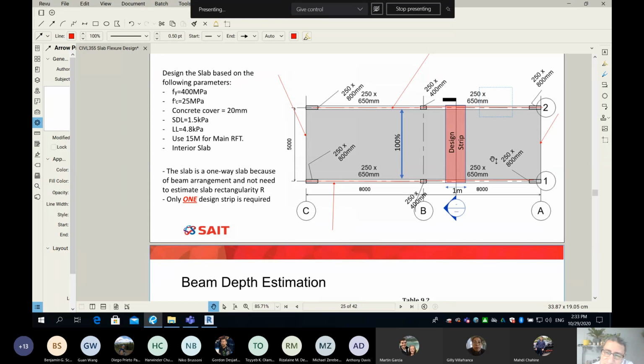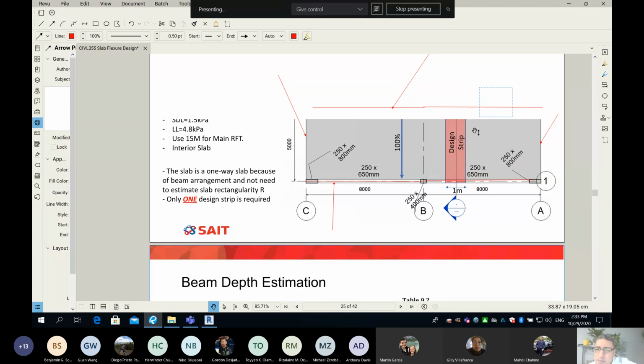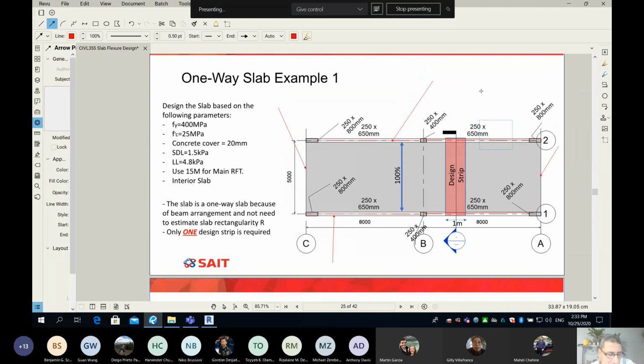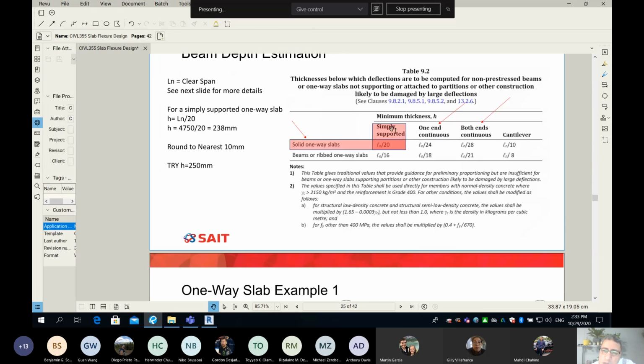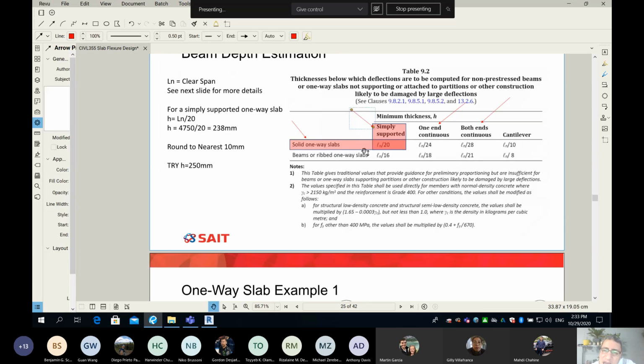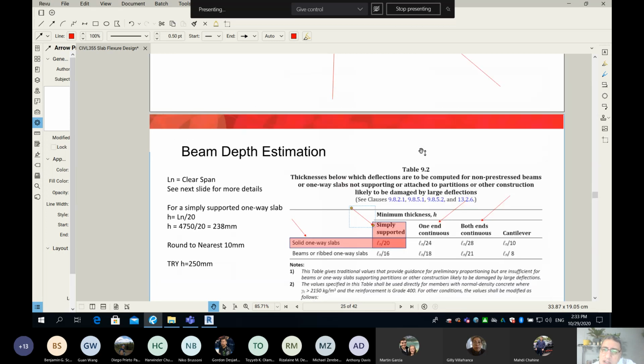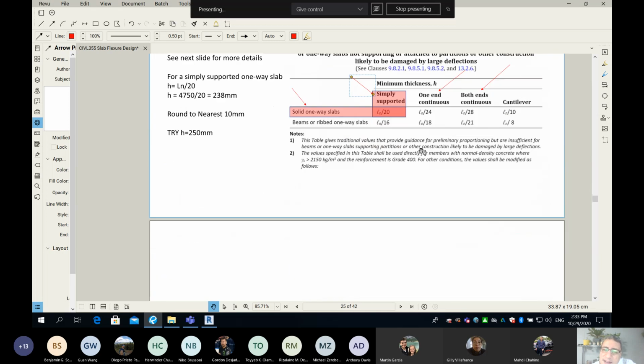The design strip, is it continuous? Simply supported. Wow, great. So yeah, it is simply supported because it is one span. It has only two support points, one here on the beam, another point here on the beam, and it's simply supported. And that's why here is my column, and that's how I find the thickness of my slab, Ln over 20. So now, how much is my Ln?